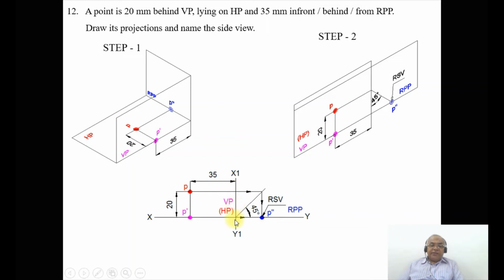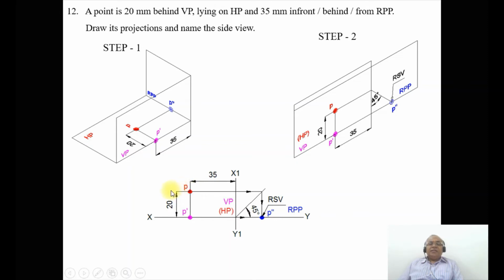The distance with respect to the profile plane, which is 35 mm, is seen in both VP and HP. So from the X1Y1 line, you measure the distance of 35 mm and mark a thin line, because this is a projector line. Since it is lying on HP, obviously that point should be on the XY line in the front view. So you mark that point P dash on the XY line. That is evident from here also. Then, 20 mm behind VP. Behind VP is always seen in HP. So when you look from the top view, this behind VP is always seen in the horizontal plane. So you measure a distance of 20 mm and mark this point here.